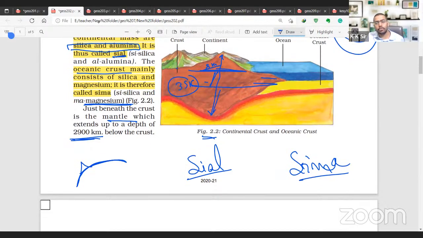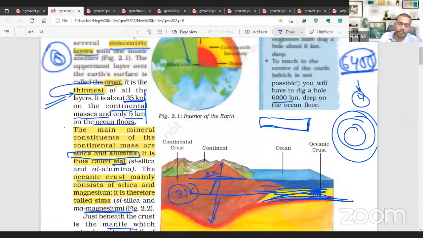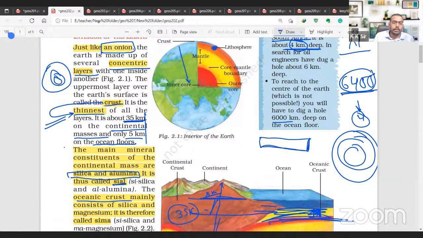But the crust below oceans is very thin. It's just 5 kilometers, and after that mantle will start. ये बस 5 किलोमीटर का ये जोन है यहाँ पे. ओशन के नीचे the earth crust is thinner. This is clear. 35 kilometer on the continental mass and 5 kilometer on the oceanic floor. ये बात समझ में आई सबको?